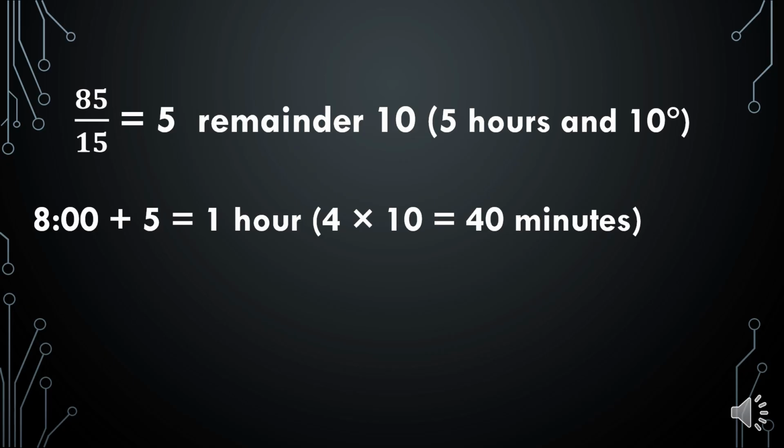In bracket, we are going to multiply our 10 degrees by 4, because remember, 1 degree is equal to 4 minutes. So we are going to convert our 10 degrees into minutes. So when we multiply our 4 by 10, we will get 40 minutes. We will add this 40 minutes to 1 hour. Therefore, our time at 85 degrees east is 1:40 a.m.